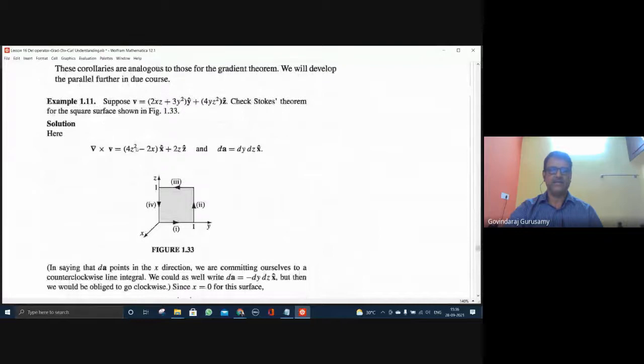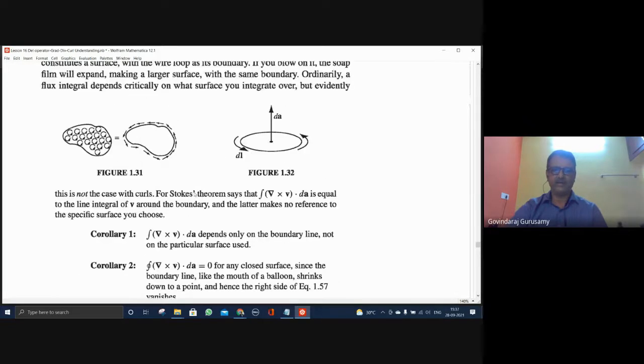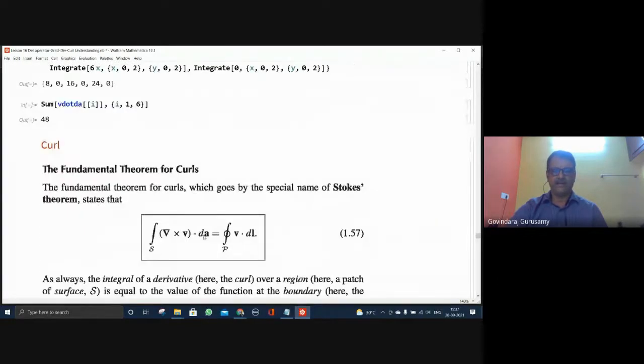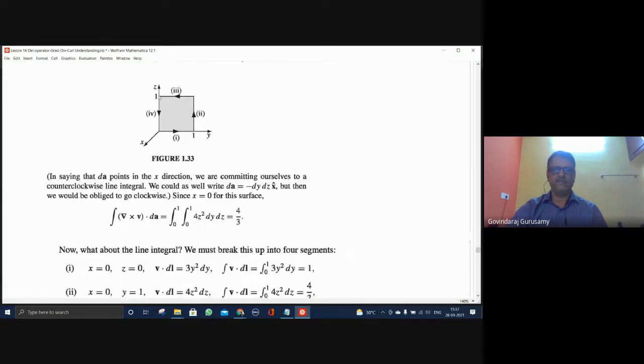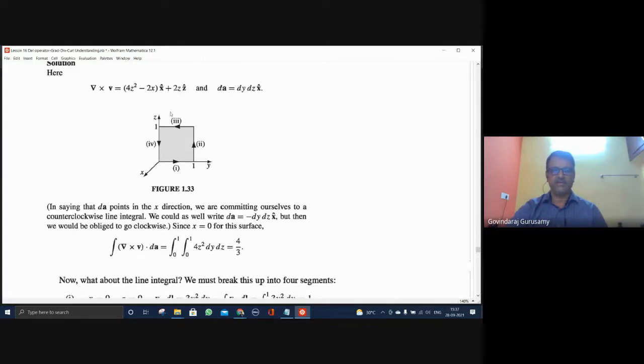And you can cross check it now by taking a special case of the problem, where V is this. Find out the curl. This is the curl of that, and dA is known because here you already have a dA. Okay, dot dA. So that dA should be taken, and then see for this problem, suppose V is this, check Stokes' theorem for the square surface shown in figure 1.33. So this is the surface which you are going to have, and the boundaries are 1, 2, 3, 4 together.